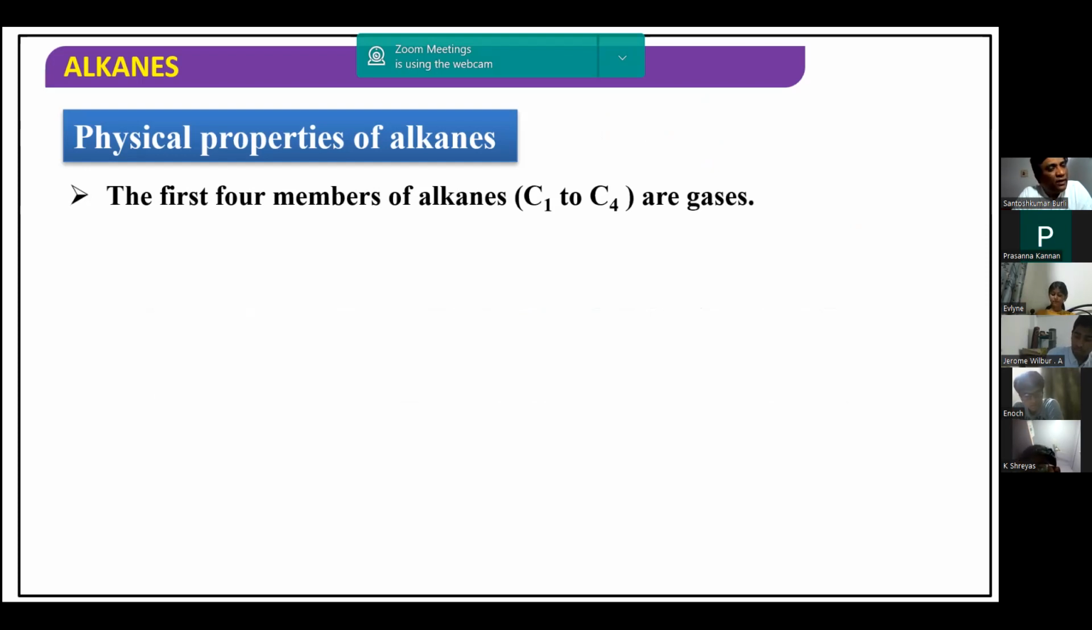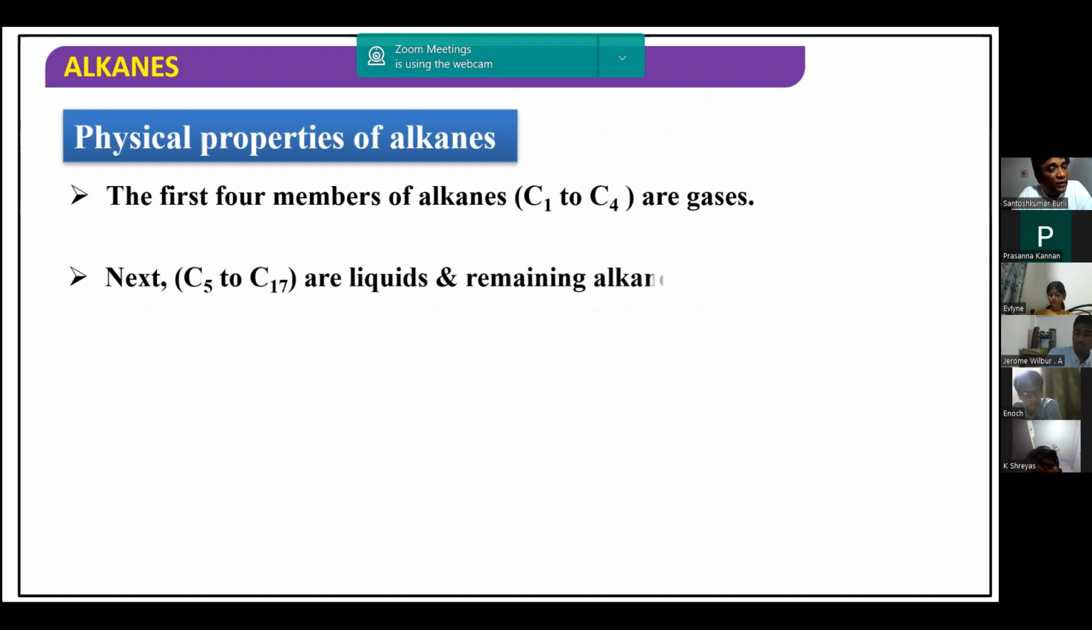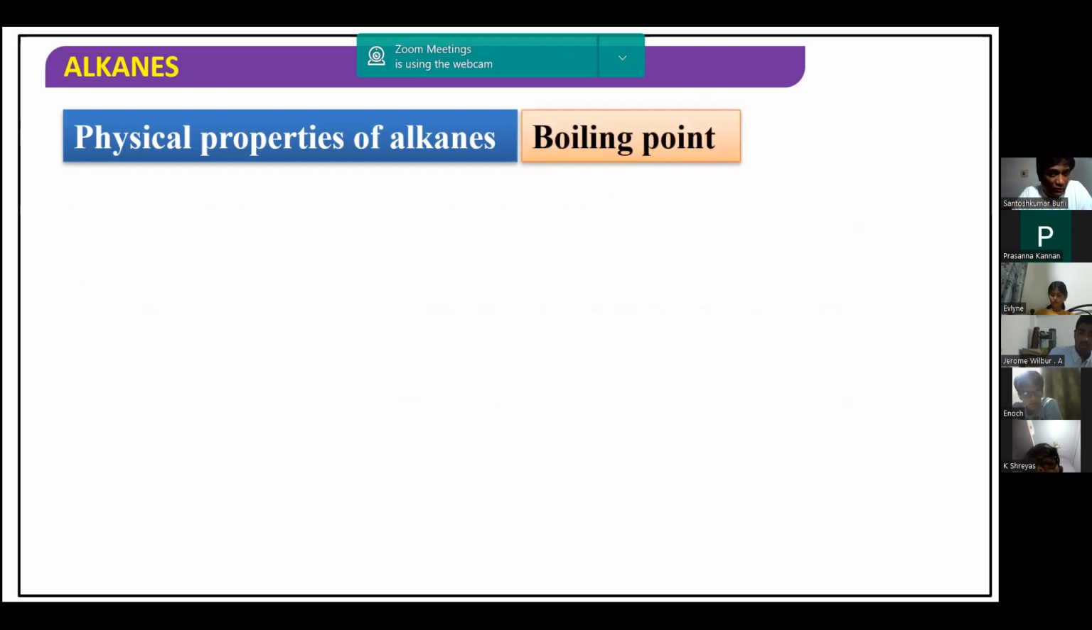Now coming to state, alkanes with 1 to 4 carbon atoms are gases, whereas those with 5 to 17 carbon atoms are liquids, and above 17 carbon atoms, the alkanes are solids. They are volatile solids, you can say. They can easily be vaporized.